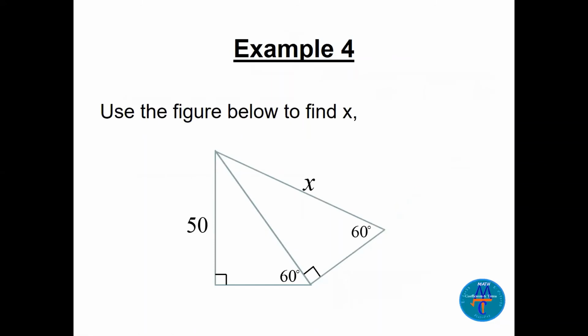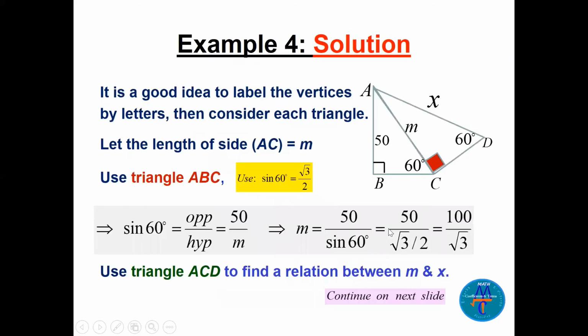Let's take a higher level question. Use the figure here to find x. So we have two triangles, both of them are right. This is 50, this is angle 60, that's 90, 90, that's angle 60. We need this side here, which is x. This is more work here in example 4. Now we have the 50 is given.